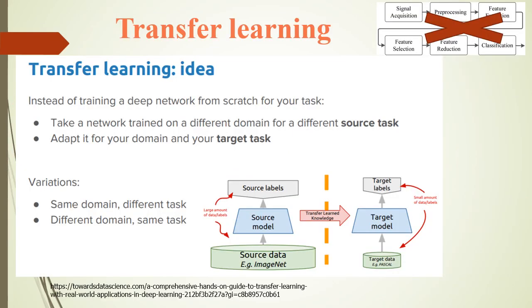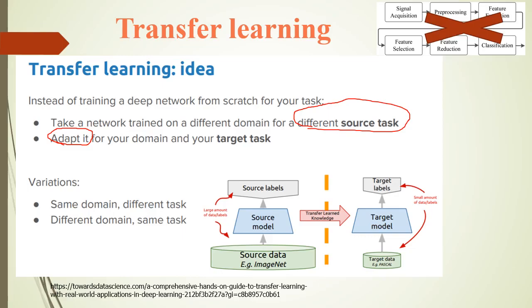Transfer learning is a novel idea compared to the traditional machine learning method. In transfer learning, you take a network trained on a different domain for a different source task, and then you simply adapt it for your domain and your target task. The ultimate goal of transfer learning is to develop a universal model that can be adapted to every different task.